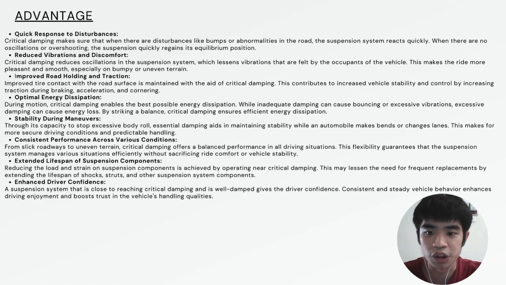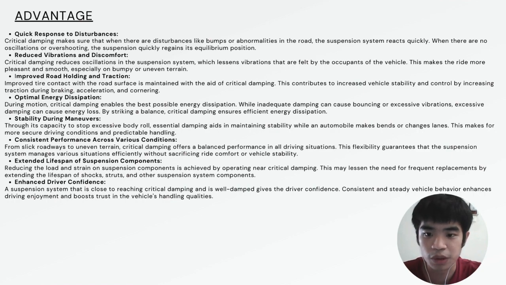Next, stability during maneuvers. Through its capacity to stop excessive body roll, critical damping acts to maintain stability while the automobile corners, turns, or changes lanes. This makes for more secure driving conditions and predictable handling. Then consistent performance across various conditions. From straight roadways to uneven terrain, critical damping offers balanced performance in all driving situations. This flexibility guarantees that the suspension system manages various situations efficiently without sacrificing rider comfort or vehicle stability.